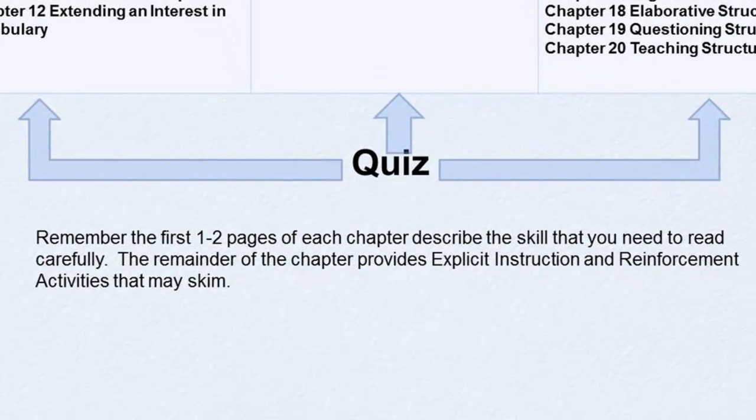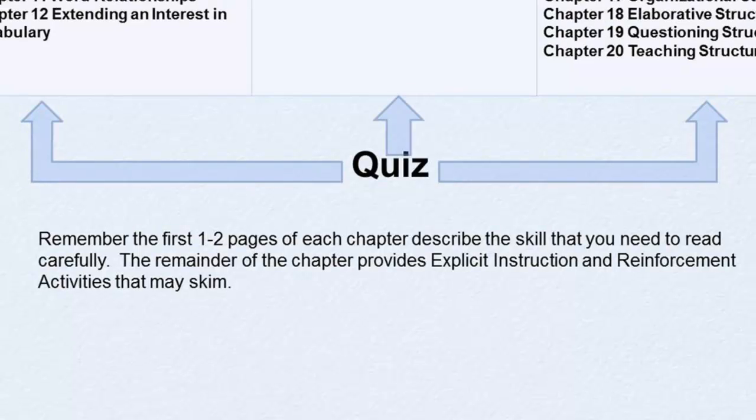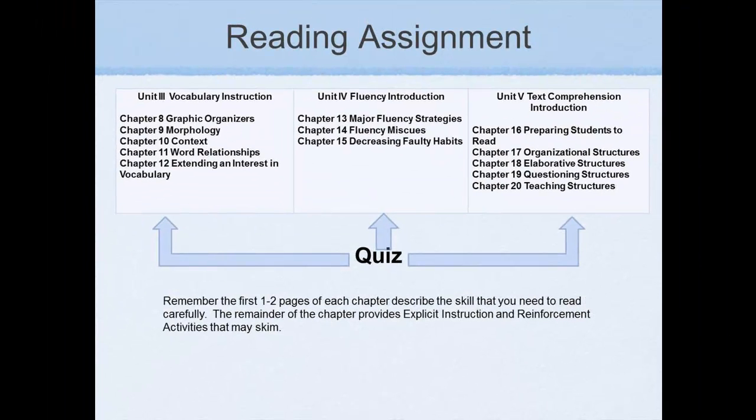Remember, the first 1 to 2 pages of each chapter describes the skill, and the remainder of the chapter provides explicit instruction and reinforcement activities that can be used to assist students. So don't have heart failure when you look at all of these chapters. Remember, the first 1 or 2 pages are the pages you need to focus on. The remaining pages of the chapter you can skim through. And there will be a quiz over these chapters.